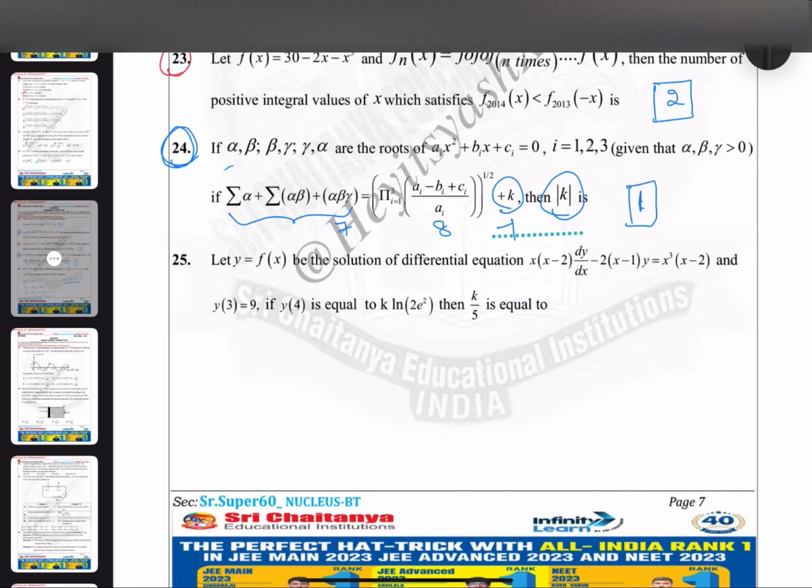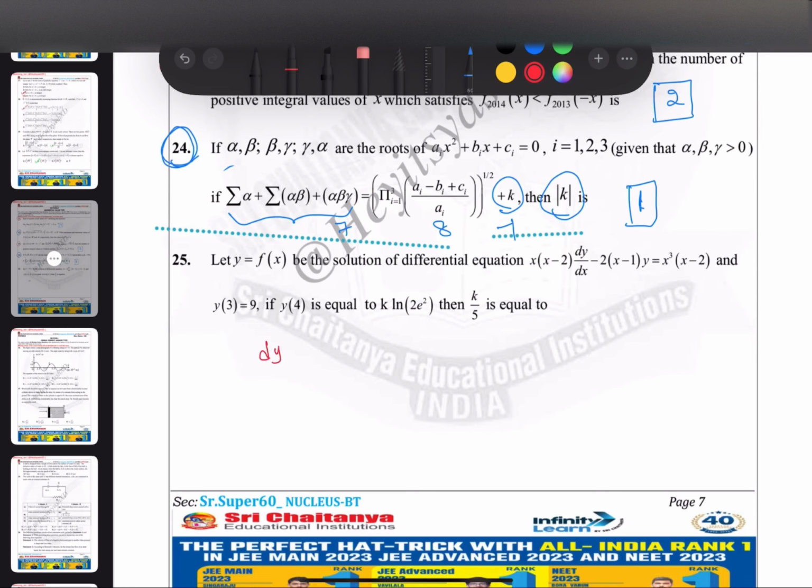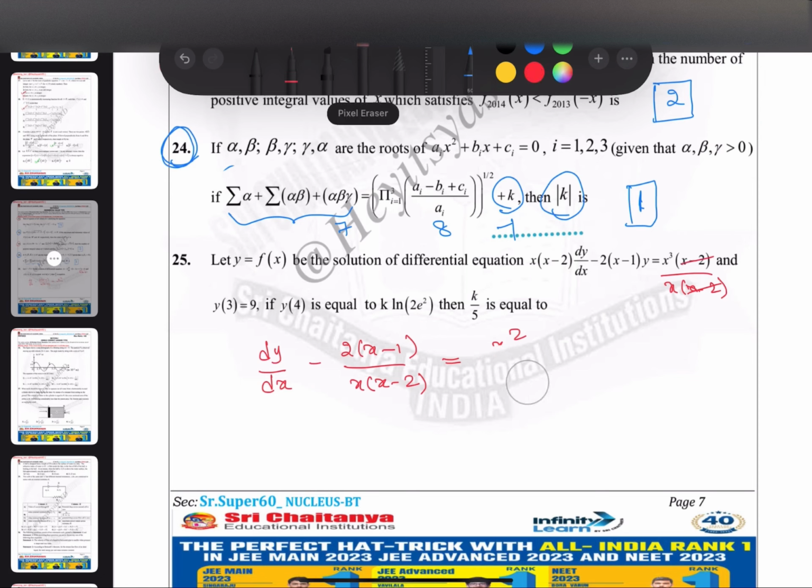Alright. Next. This is a differential equation. There will not be any trick to do this question. So you just have to solve this question. So let us divide the equation by x into x minus 2. So here you'll get x square by, when you divide this by x into x minus 2, you'll get x minus 2 by here only x square. So y. So now you have to find the integrating factor.